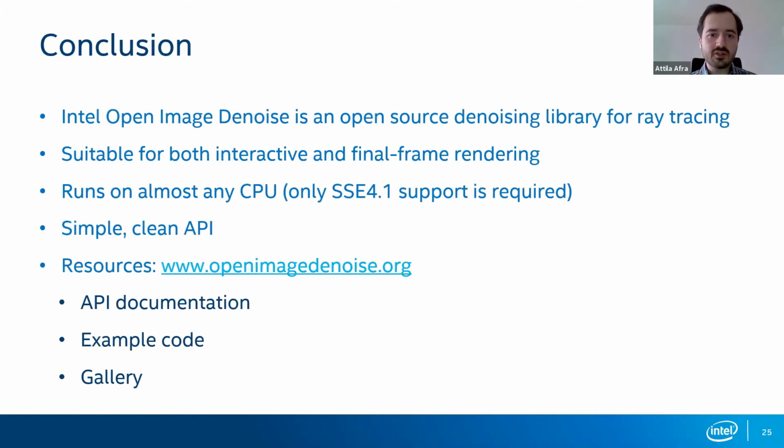So as a conclusion, Intel Open Image Denoise is, as we've seen, an open source denoising library for ray tracing. It's suitable for both interactive and final frame rendering. It runs on all modern CPUs that support SSE 4.1. It has a simple, clean API. And you can download it from GitHub, and multiple resources are available at openimagedenoise.org, where you can find the detailed API documentation, example code, and a gallery as well for more example images.